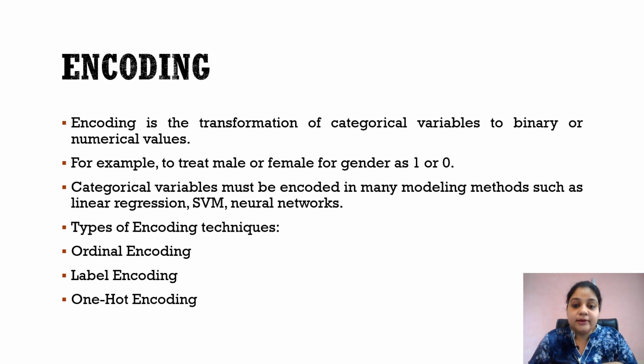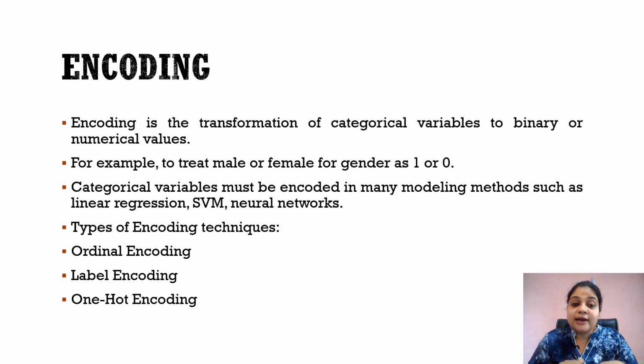So basically encoding is a transformation of converting your categorical variable into continuous variable or binary or numerical variable. So let's say if we have a category of gender, then in gender variable we have two categories, either male or female. To convert them, we use 1 or 0. But what if we have too many categories? Then how do we use 1 and 0? So to answer all these questions, we have different types of encoding techniques.